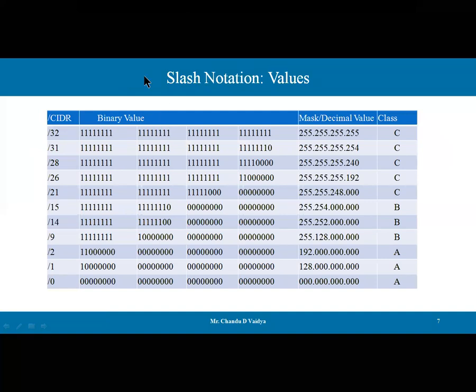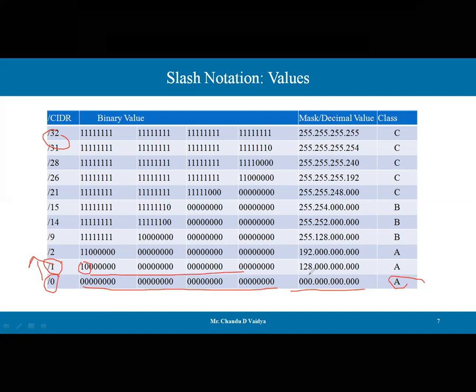If you go with this particular table, this is the standard table. I have selected a few of the slash notations here. Slash notations start from 0 to 32, but I have taken a few examples. Let's say slash 0, all 0s will be there. This is the default subnet mask, 0.0.0.0. If you go upward, if I take the /1 notation, only one bit from the left-hand side will be 1 and the rest will be 0. So it will be 128.0.0.0.